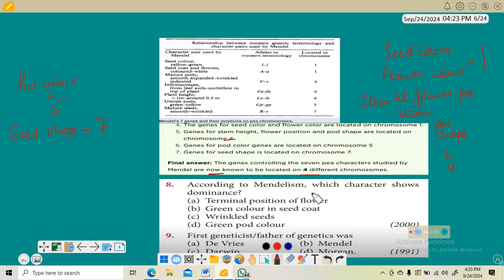Next is, according to Mendelism, which character shows dominance? Okay, axial is dominant, this is recessive. Round and wrinkled, this is recessive. Green pod color, this is dominant. Then green color in seed coat, yellow is dominant, green is not. So here they are asking which is dominant, that is green pod color.